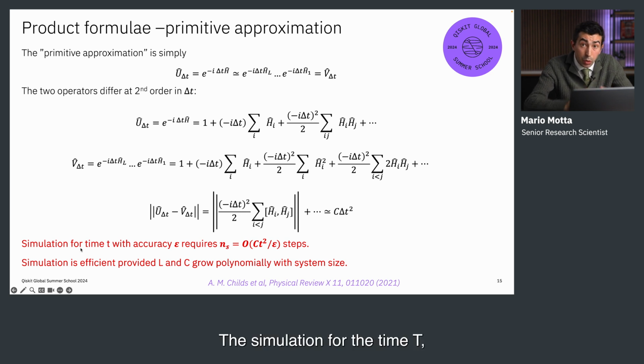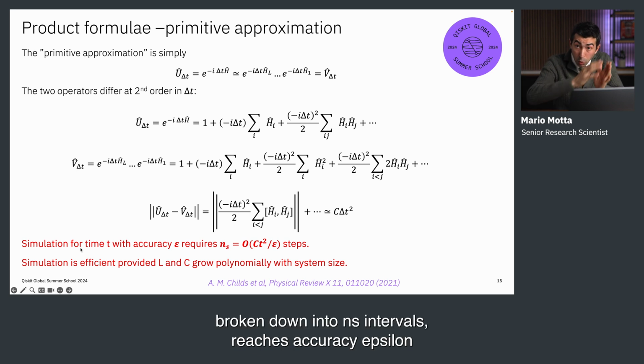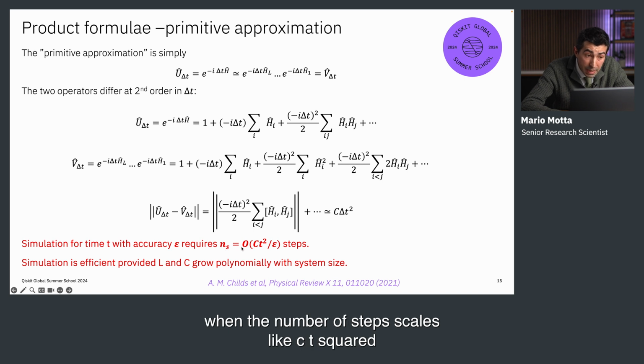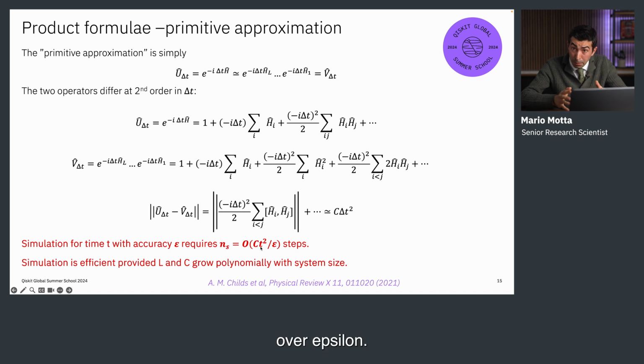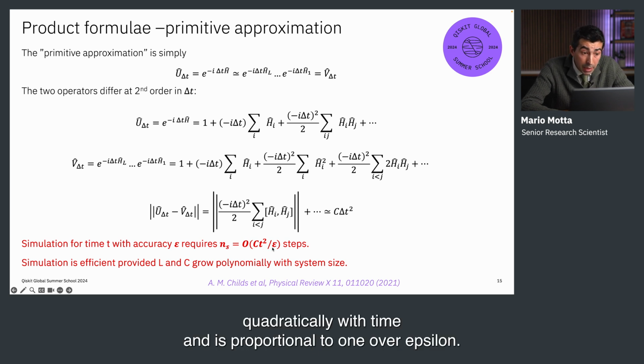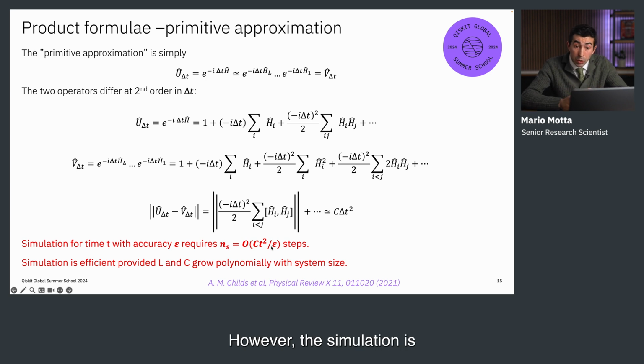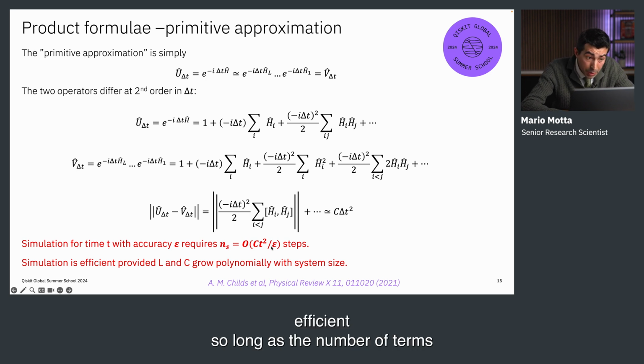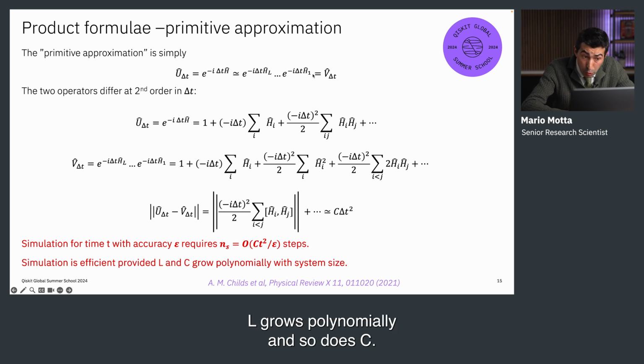The simulation for a time t, broken down into n_s intervals, reaches accuracy epsilon when the number of steps scales like C t squared over epsilon. The cost grows quadratically with time and is proportional to 1 over epsilon. However, the simulation is efficient so long as the number of terms L grows polynomially, and so does C.